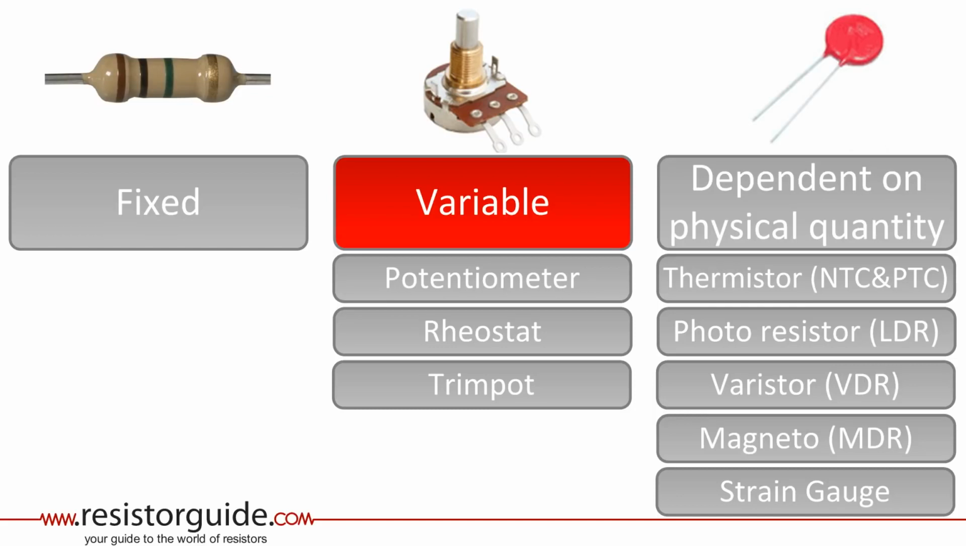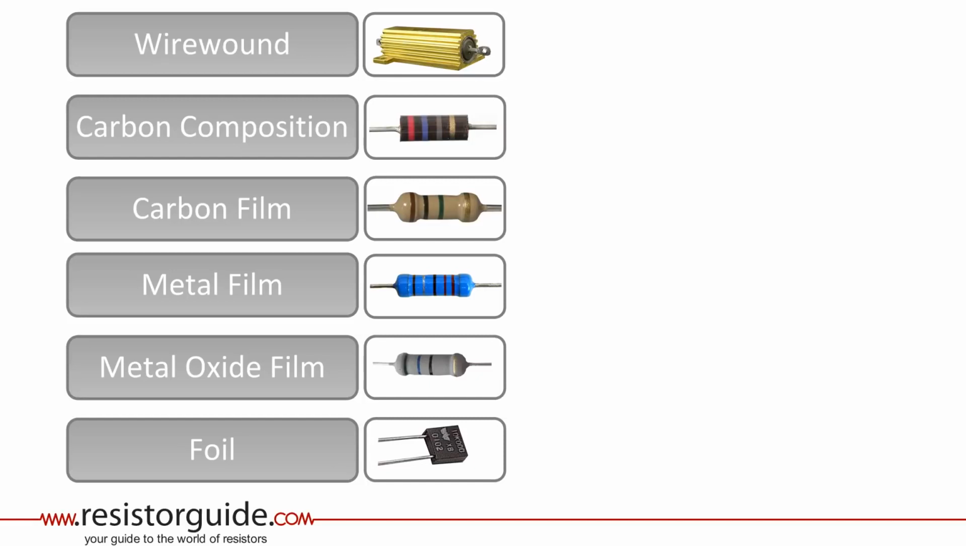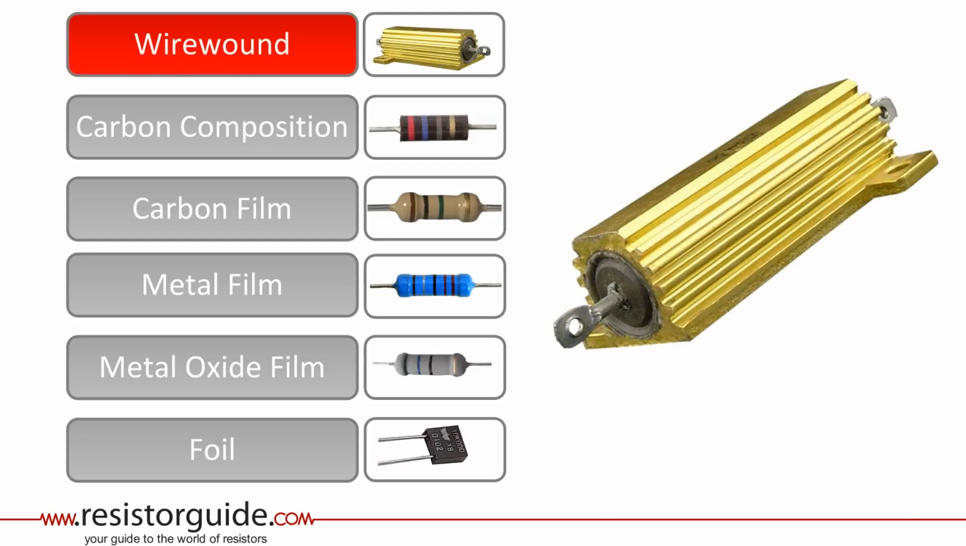Digital potentiometers are controlled electronically instead of by mechanical action. A third category are resistors which have a varying resistance dependent on a physical quantity, such as light, temperature or voltage. They are often used as measurement devices. Another breakdown of resistor types can be made according to resistance material and construction. Wire-wound resistors are the oldest type which are still used today.